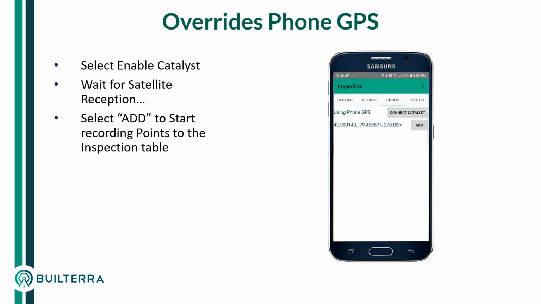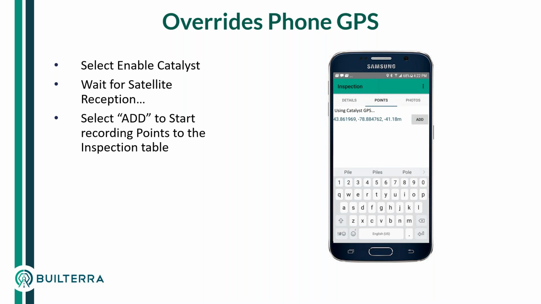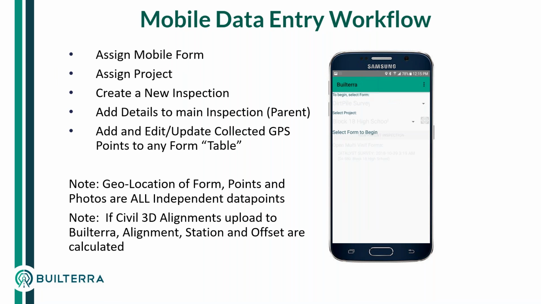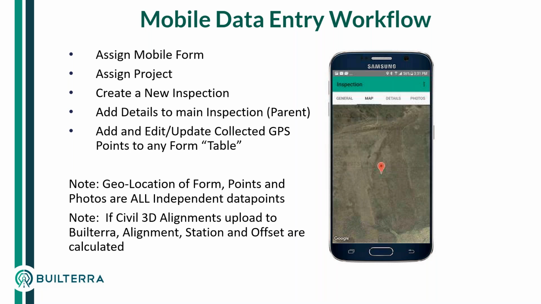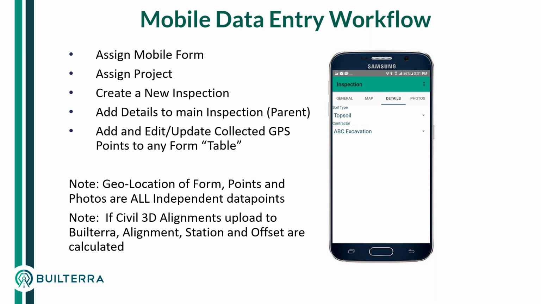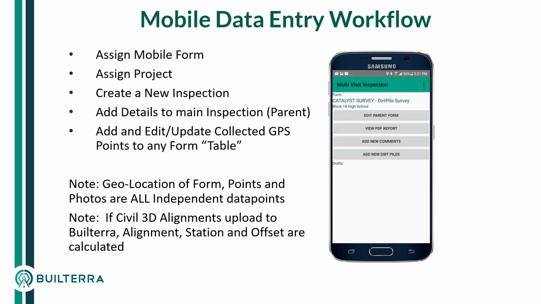So the other thing we added, because engineers love to do survey, is this concept of points. So the points tab is available if you turn on the points, and it'll act just like a piece of survey equipment. So this is kind of an interesting feature for Builterra. So you can just add points. There it is there. You just select add, and this is the example of a dirt pile survey. You can get the location. So this would be the location of the dirt pile, and then you'll go ahead and add new points.